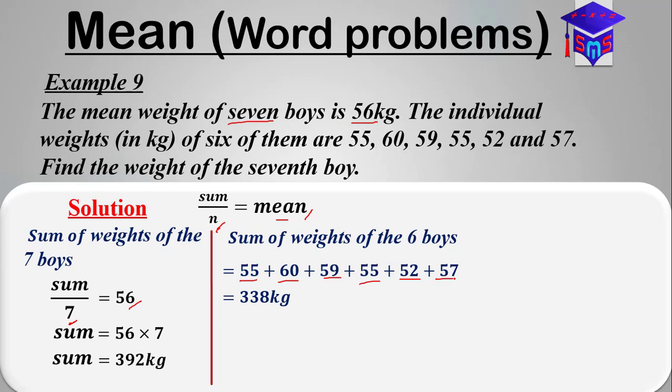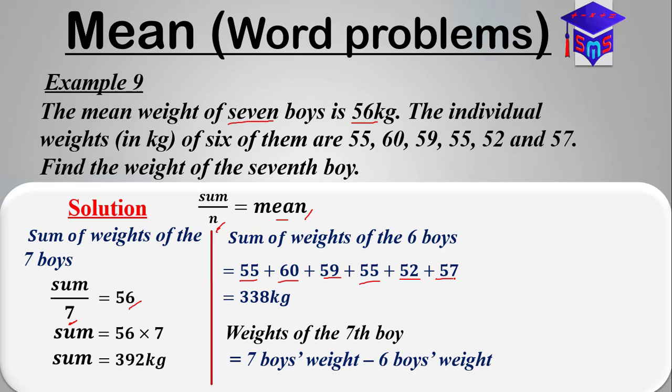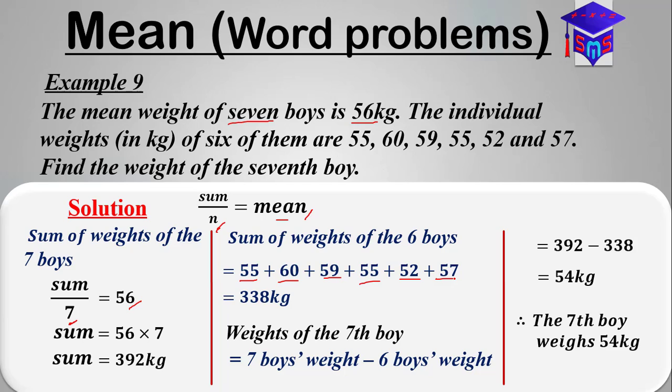So now to get the weight of the 7th boy, we are all 7 in number. Our weight is 392. When one person is taken out, the weight now reduces to what? 338. Okay, so we can easily find the weight of the person that has been taken out by subtracting the weight of the 6 boys from the weight of the 7 boys. So the weight of the 7th boy will be equal to the 7 boys' weight minus the 6 boys' weight, and that should be equal to 392 minus 338. When you subtract, you should be getting 54 kilograms. Okay, so therefore we say the 7th boy weighs 54 kilograms.